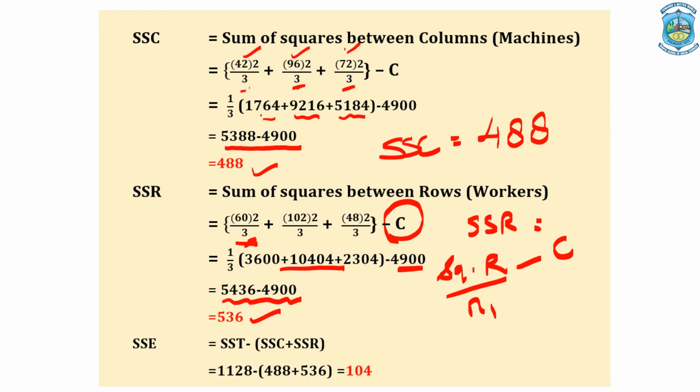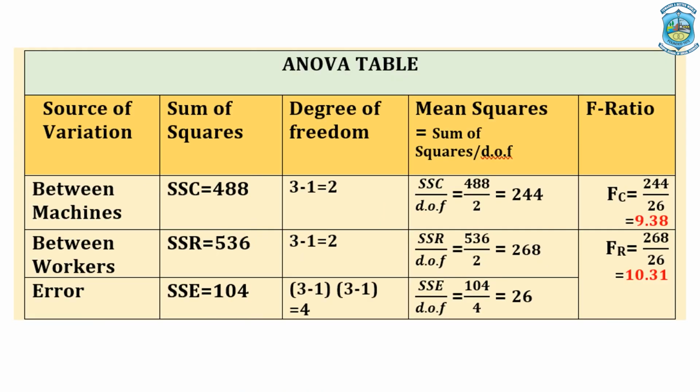Now the last sum of squares, that is the sum of squares for error. It is also known as the residual part of the data, and the formula for SSE is SST minus SSC plus SSR. Now we have all the values. We have SST as 1128 minus SSC 488 and SSR, that is 536. So after calculating all these, we have 104, that is our SSE.